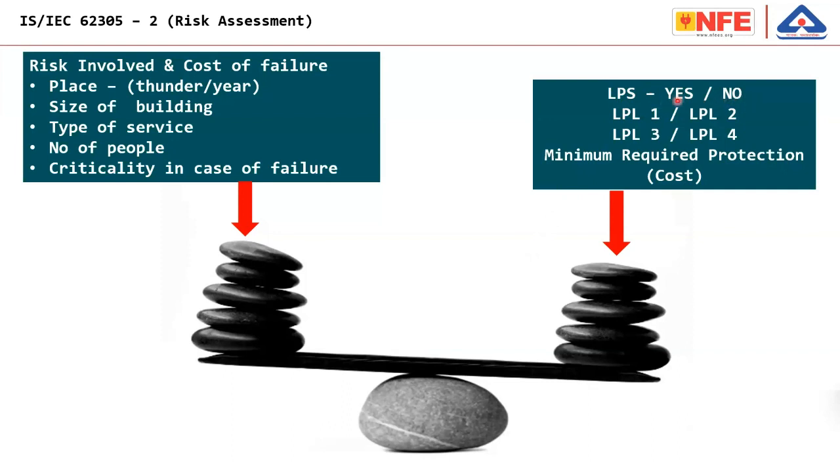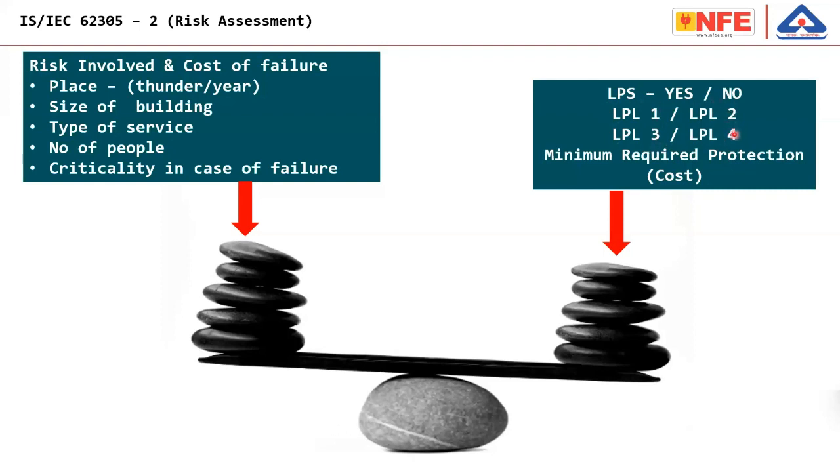So risk assessment is to find out whether your building requires lightning protection or not. For example, in the previous slide, you have seen the cyclone shelter. If you make a risk assessment, probably that particular cyclone shelter doesn't need any lightning protection because the building is already protected by the steel structure. Now, if you require lightning protection, it is divided into 4 levels, LPL 1, 2, 3, 4.